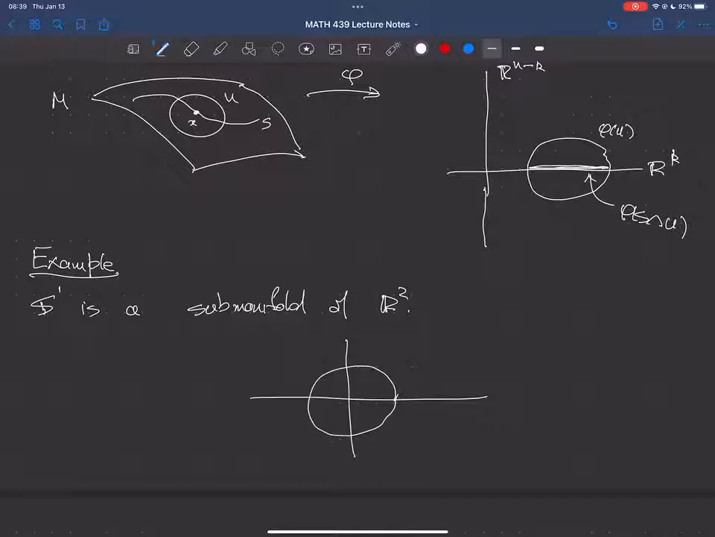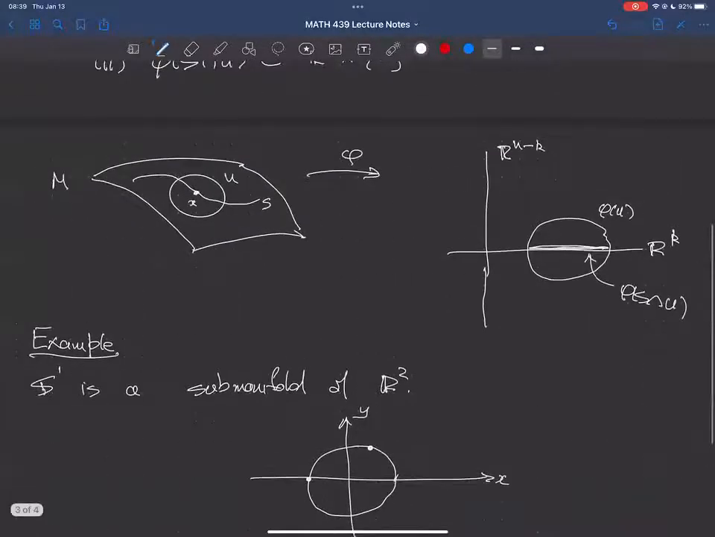According to my definition, here's S1 sitting inside R2, so X, Y. I need to find, for every point on the circle, a chart which has the properties depicted in this picture here. So I'm going to choose any point on the circle except this one. For this one you'll have to do a different construction than the one I'm about to give, but it follows in a similarly obvious way.